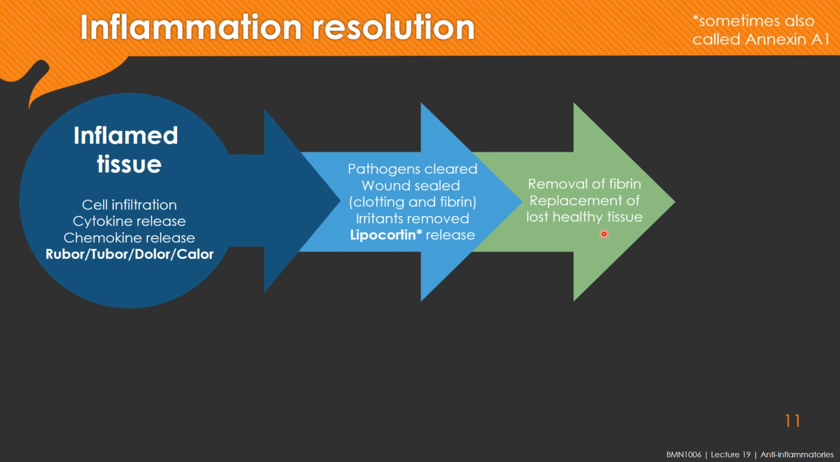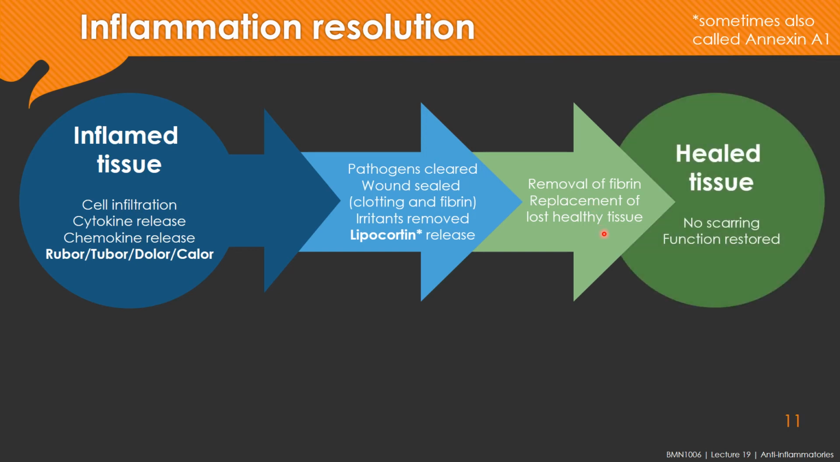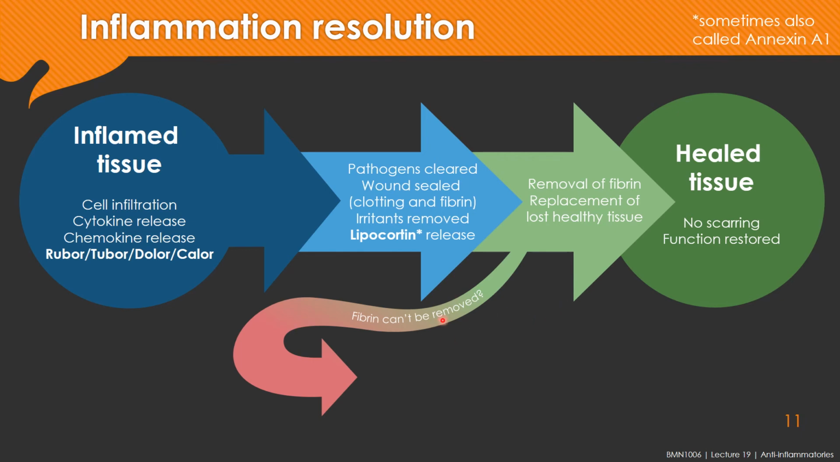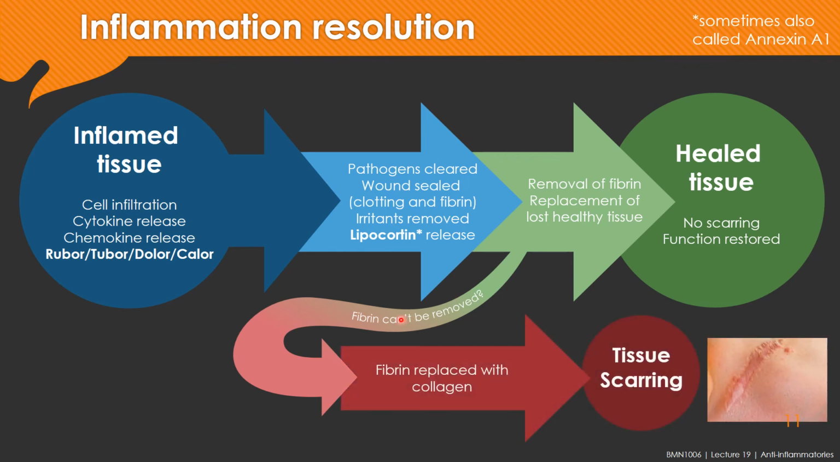So it will now be replaced with healthy tissue. So if you get a full recovery, there will be no scarring and the function is restored. And that depends on the severity of the injury, because sometimes you cannot remove all the fibrin, and a certain part of it will be replaced by collagen, which is a structural protein. With that, it will result in tissue scarring and a loss of function, such as your hair follicle.